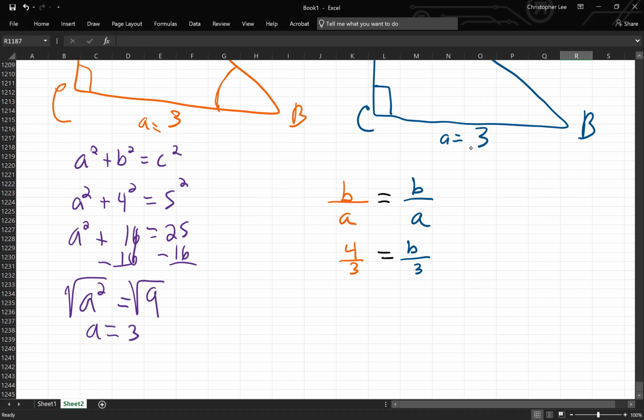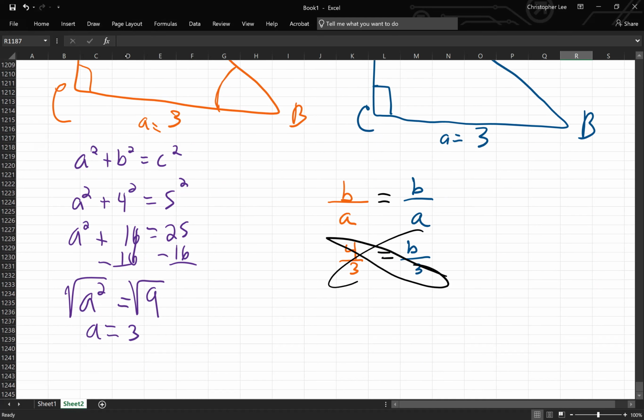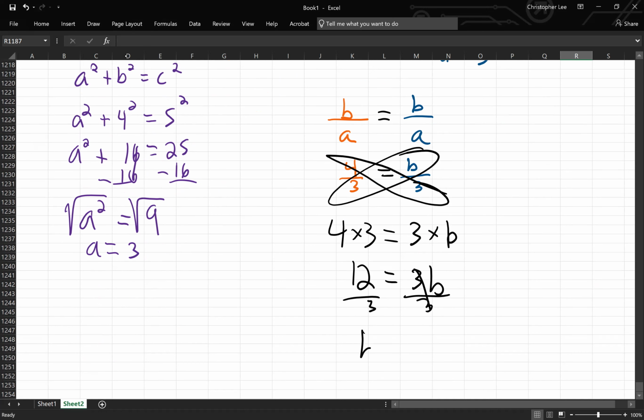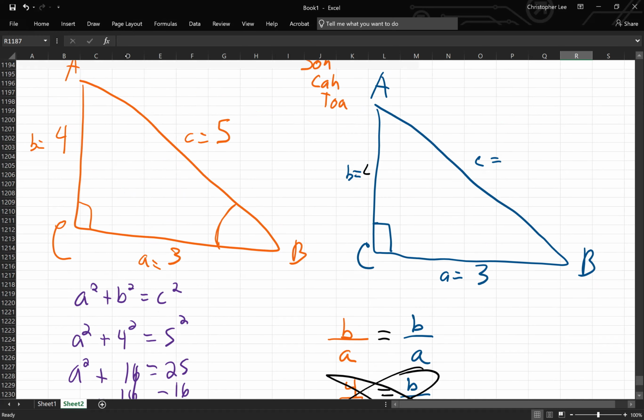And then after this, cross multiply. Keep it simple. Cross multiply. Bam, bam. Right? So 4 times 3 equals 3 times B. So 12 is equal to 3B. Divide by 3, divide by 3. So B is equal to 4. And that's my answer to the whole question right there. B is equal to 4 right here.